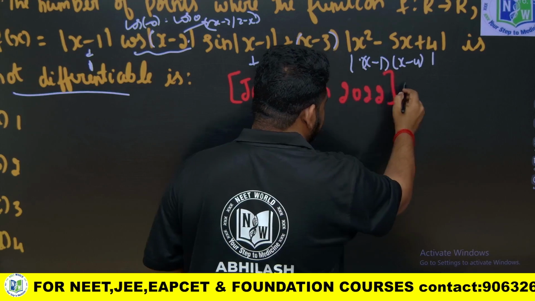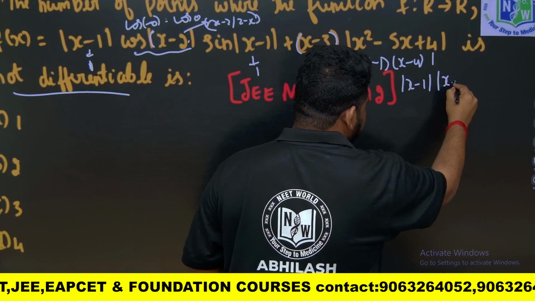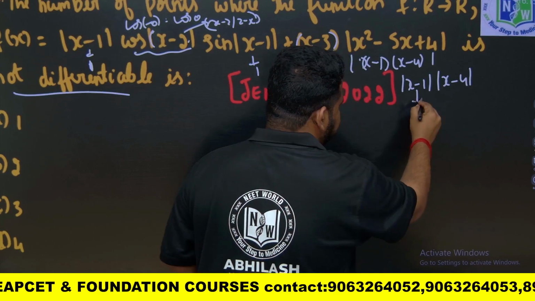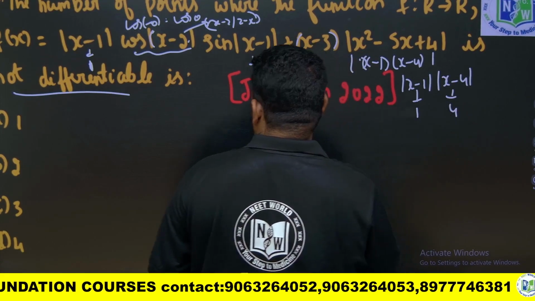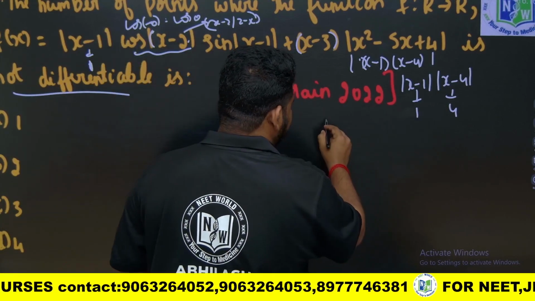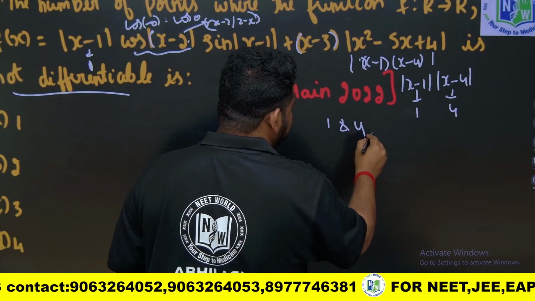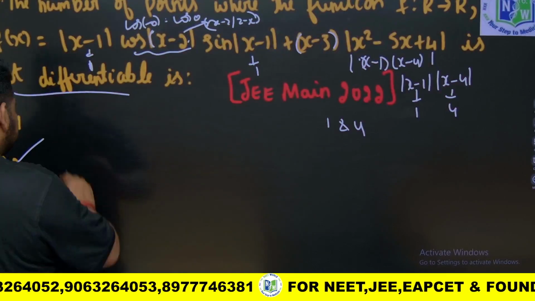But if I split and put the modulus sign, this will be x minus 1 into modulus of x minus 4. So, it is not differentiable at x is equal to 1, and it is not differentiable at x is equal to 4. So, it is not differentiable at 1 and 4, that is 2 points. At 2 points, it is not differentiable. So, the answer is B, that is option 2.